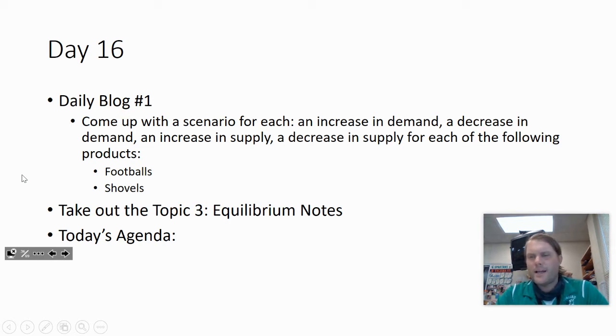Let's decrease our demand for footballs. The Big Ten has decided not to play during COVID. They do not need to buy any new footballs. That is going to decrease our demand for footballs.